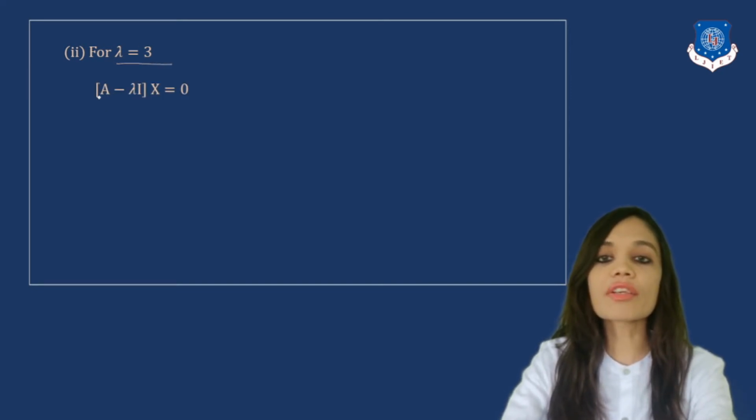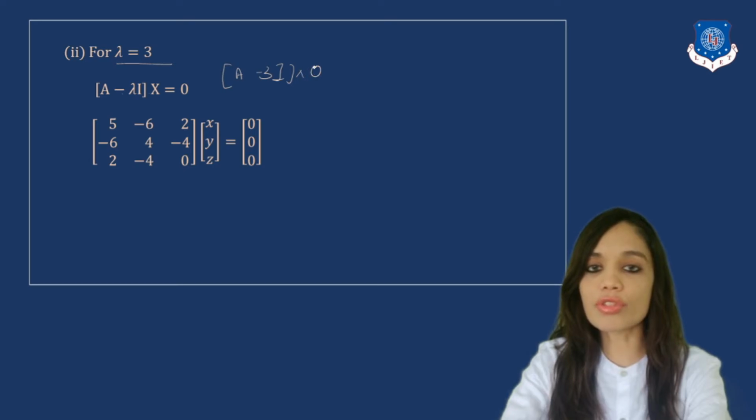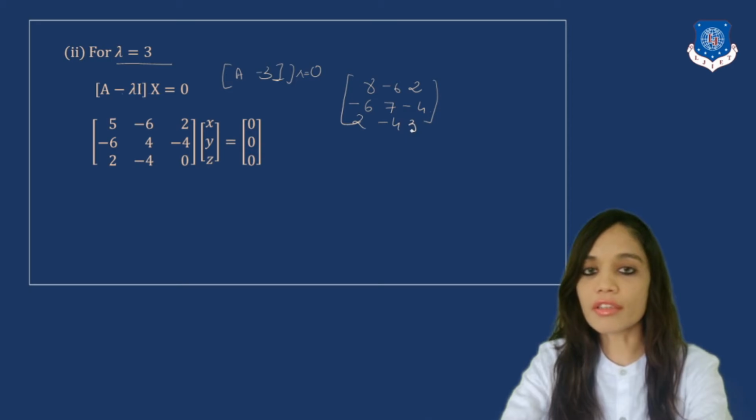So now our equation is (A minus lambda I)x equals 0. Okay. Now put the value of lambda as 3. So you will get (A minus 3I)x equals 0, right? So what you have to do? Put A first. That is 8, minus 6, 2, minus 6, 7, minus 4, 2, minus 4, 3, right? Minus 3I means 1 0 0, 0 1 0, 0 0 1.